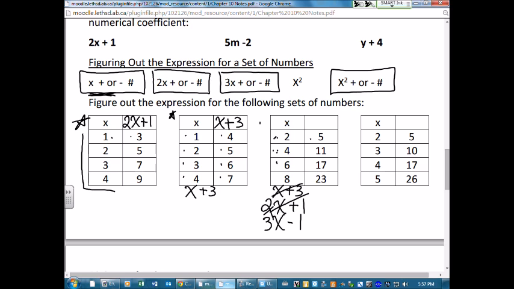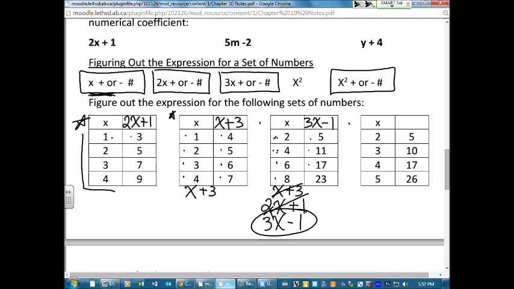If x is 6, 3 times 6 is 18. Minus 1 is 17. That's good. If x is 8, 3 times 8 is 24. Minus 1 is 23. We got a winner, right? So our expression is 3x minus 1. All right, let's try this next one.